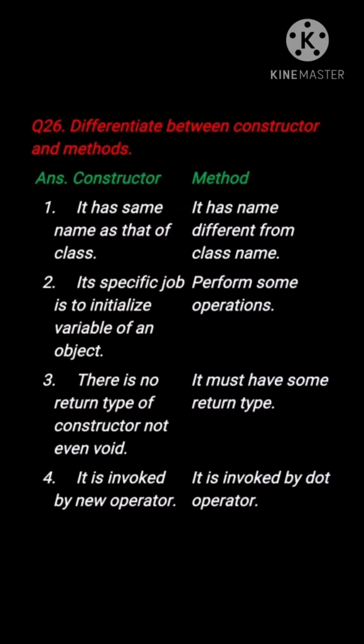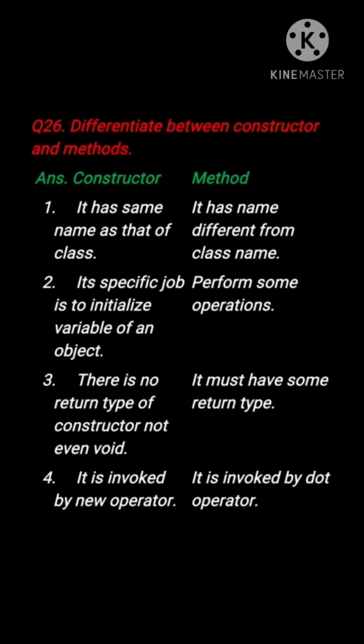Differentiate between the constructor and the method. What is the difference? The constructor has the same name as that of the class, but a method has a different name. The constructor's specific job is to initialize the variables by the given values or by the default value, depending on the type of constructor. But a method performs some operations, just like Math.sqrt finds the square root of a value. The println method prints the value on the screen.